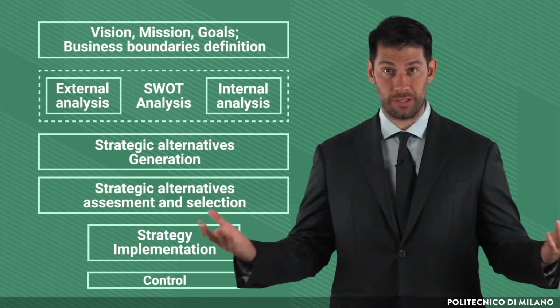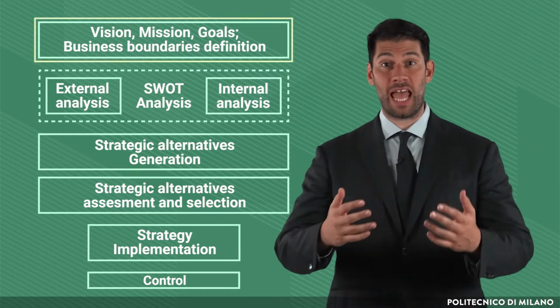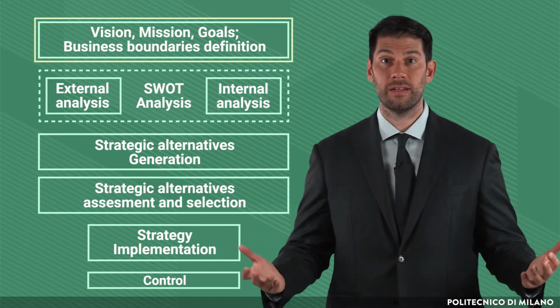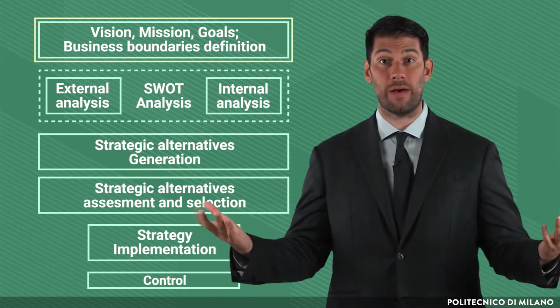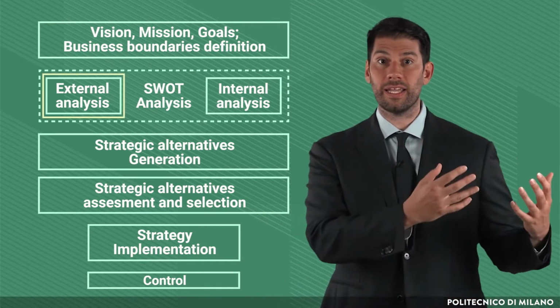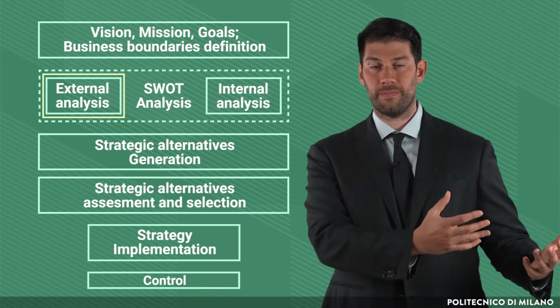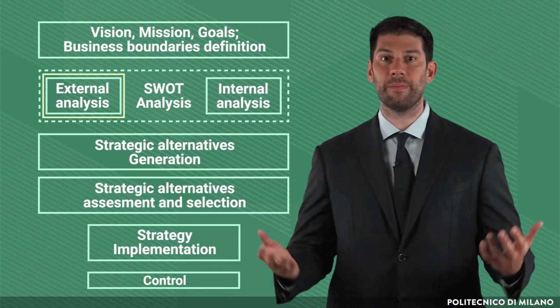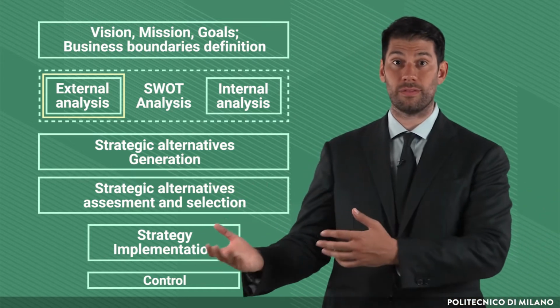A company's business strategy is formulated through a set of intertwined logical steps. After defining the vision, mission, and objectives for the company that stem from the general objectives at a corporate level, we carry out an external analysis of the market in order to identify the main threats and opportunities. This step is supported by models such as the 5 forces model and PEST analysis.